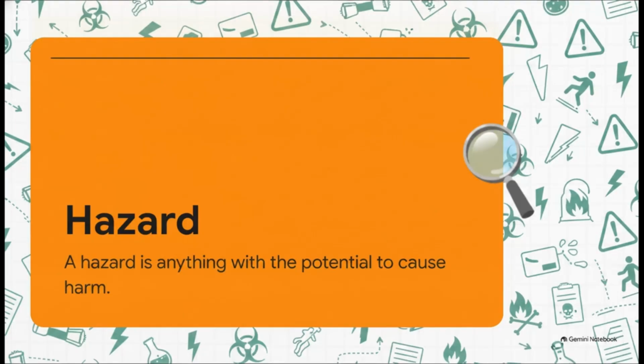To figure out what's wrong with our painter's setup, we first need to define our terms. So, a hazard is exactly this: anything with the potential to cause harm. Notice I said potential. A hazard doesn't mean you're actively getting hurt right at this very second. It simply means that an object or a situation or an environment has the inherent capacity to injure you, make you sick, or cause damage. It's the source of the danger.